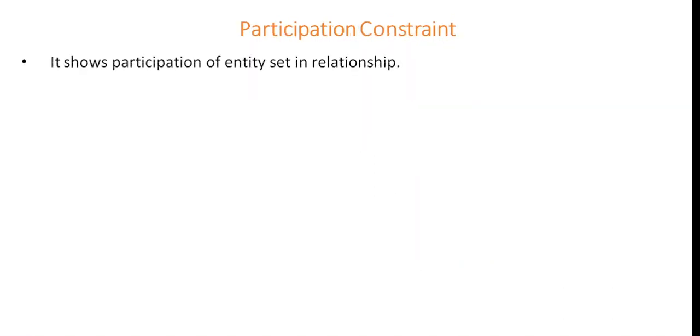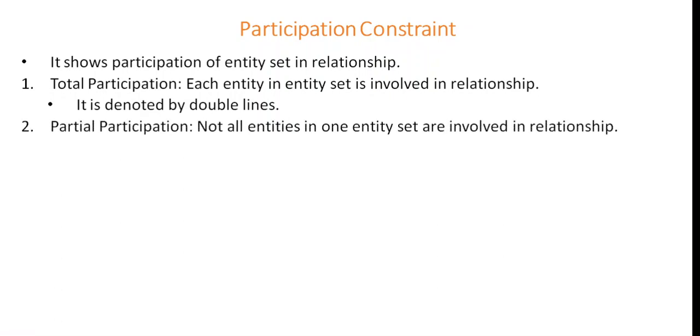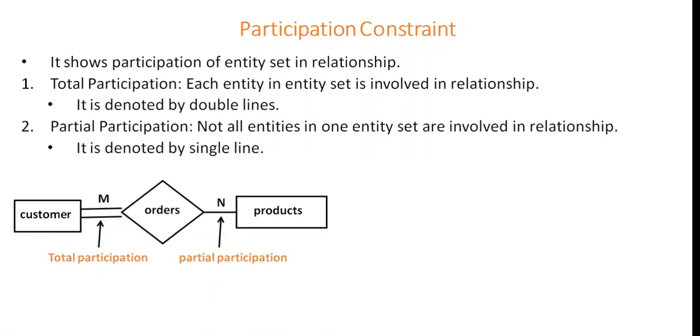Then next is participation constraint. Okay, participation constraint is used to show participation of an entity set in a relationship. Means how an entity set is participating in a relationship. Total participation is there. Total participation means each entity in an entity set is involved in a relationship, and it is denoted by double lines. Okay, and partial participation is there. Partial participation means not all entities in an entity set are involved in a relationship, and it is shown by a single line. Okay, we'll see one example for this.